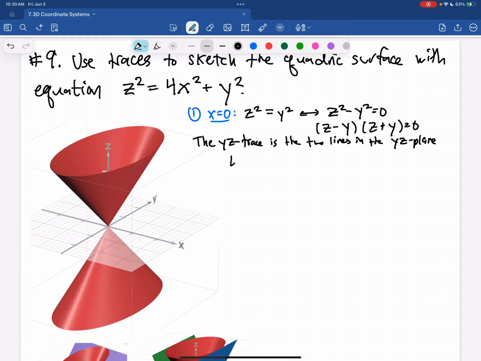The lines are, we're going to call them L1, the line y is equal to z, and L2, the line y is equal to negative z. So if I were to place these on our current surface already pictured, let's see, y is equal to z, that would be this one here. This is L1. L2, I'm going to do... This is L2.